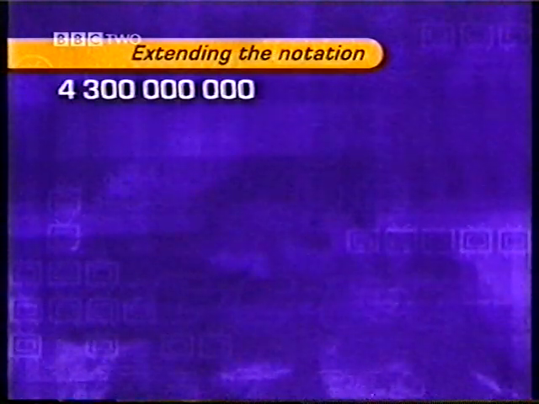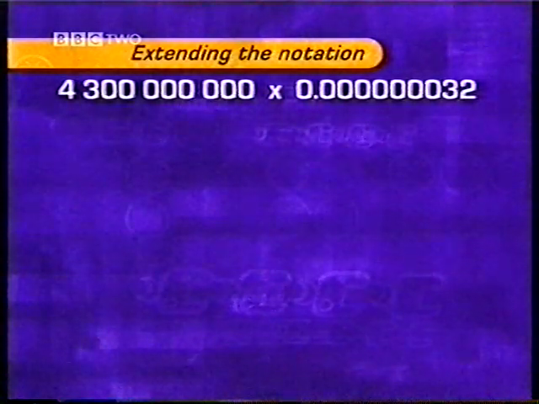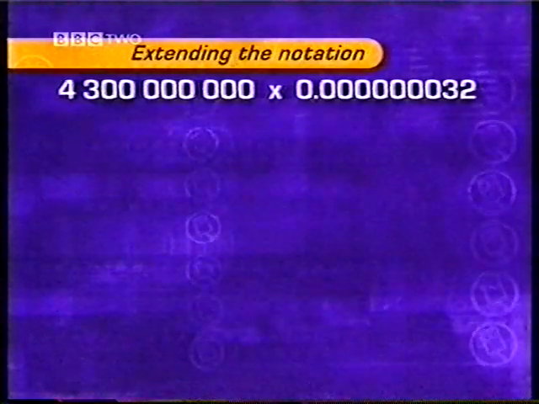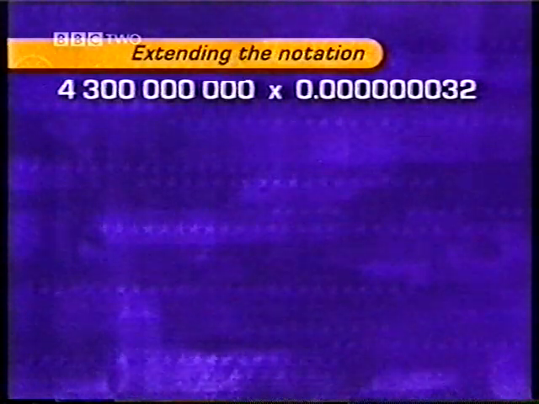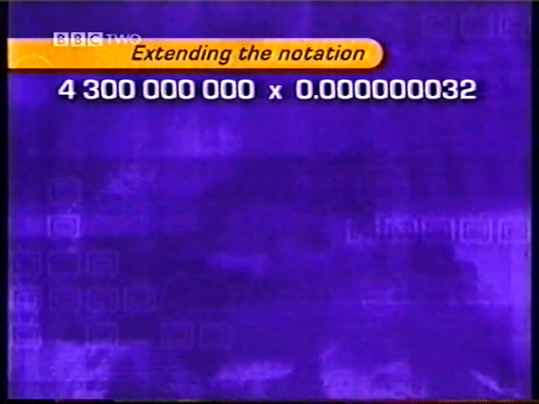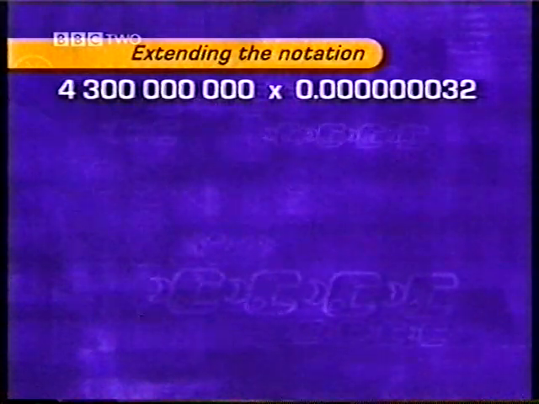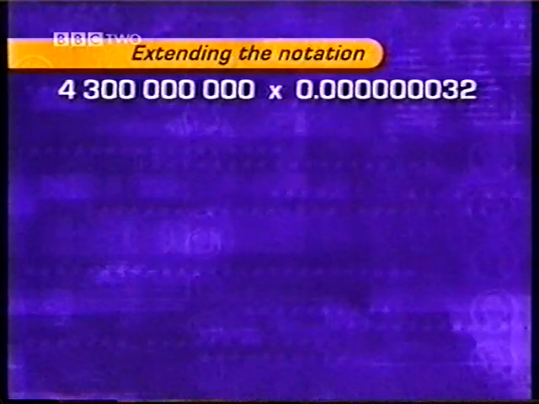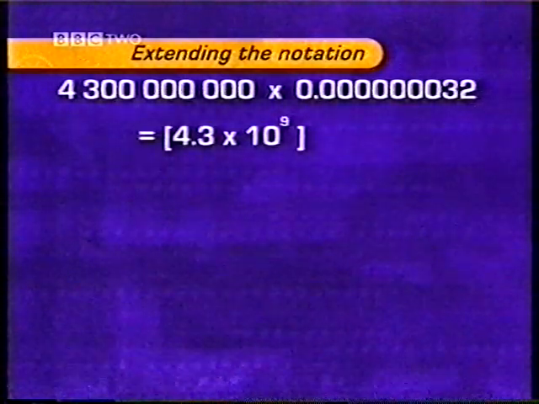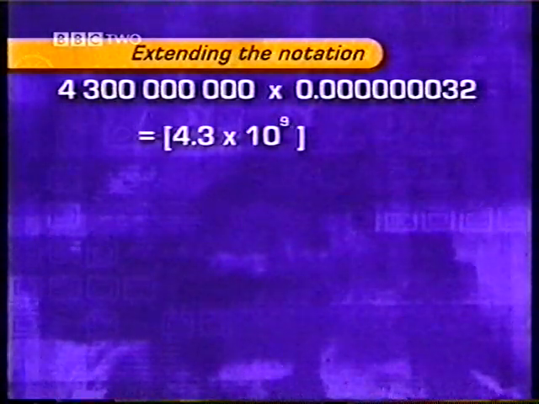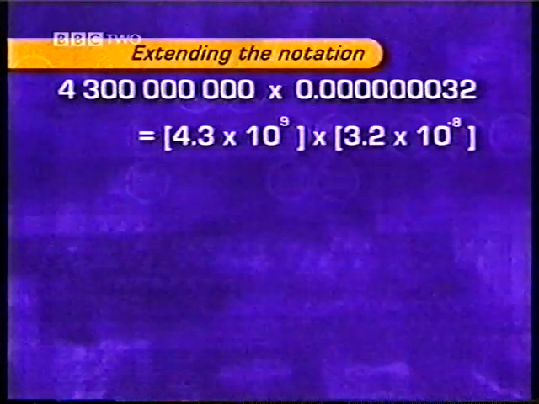Here's a more difficult one that really relies on standard form to work out. Multiply 4,300 million by 0.03 2. As well as having lots of zeros to deal with, this might even be too many digits for a calculator to handle. So first, convert the numbers to their standard form. That gives 4.3 times 10 to the power 9, multiplied by 3.2 times 10 to the power minus 8.